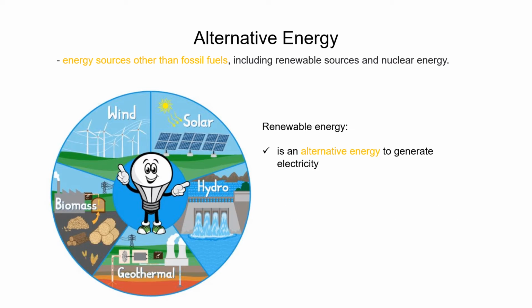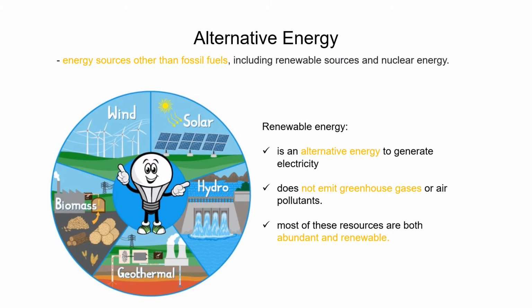This renewable energy is an alternative energy to generate electricity, and its sources are more favorable because they do not emit greenhouse gases or air pollutants, so they are clean source of energy. Most of these resources are both abundant and renewable. By using alternative fuel sources, we can conserve our non-renewable fuel sources like natural gas and oil. In this way, we can be more efficient in producing electricity and heat while protecting our environment.